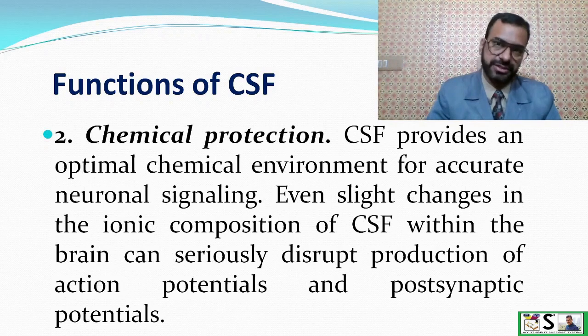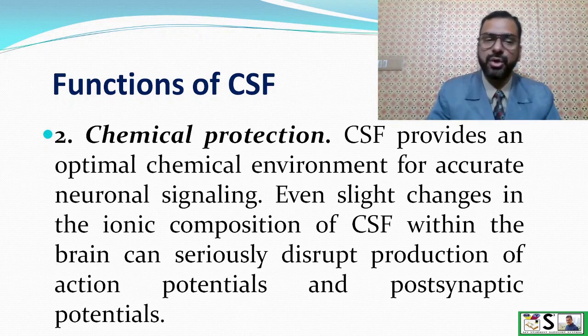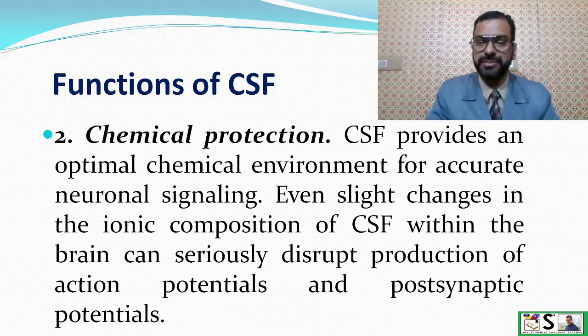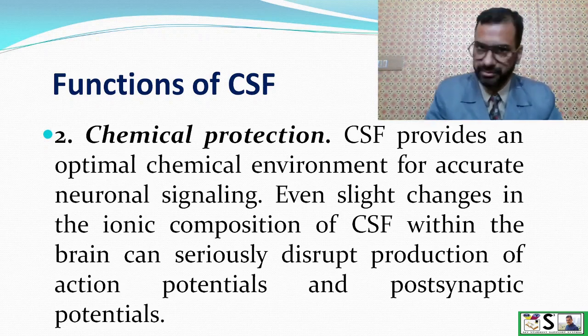Second is chemical protection. The CSF provides an optimal chemical environment for accurate neuronal signaling. Even a slight change in the ionic composition of the CSF within the brain can seriously disrupt the production of action potential and postsynaptic potential and the transfer of nerve impulses.